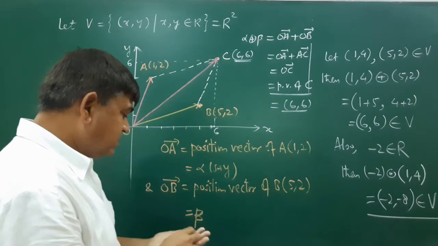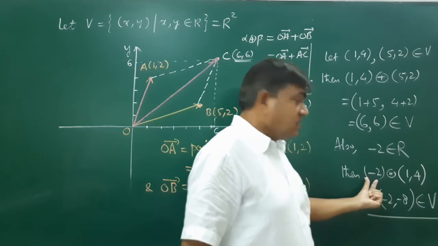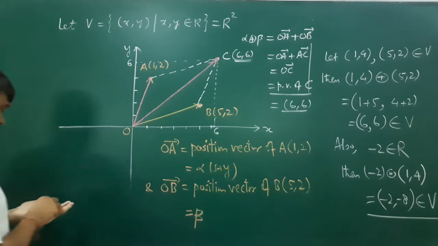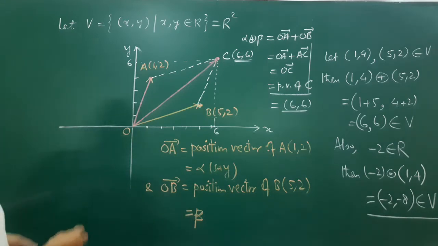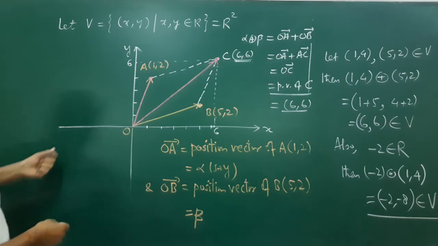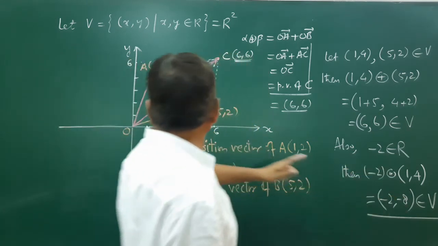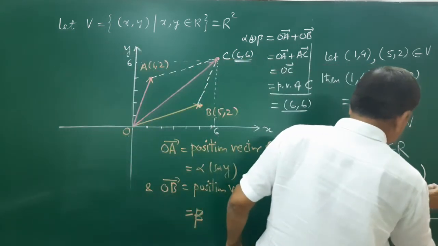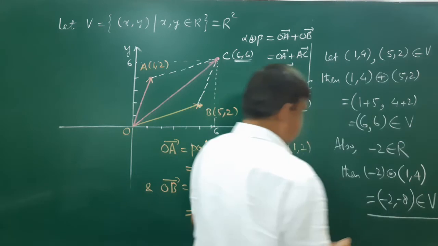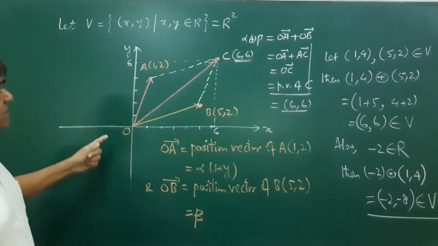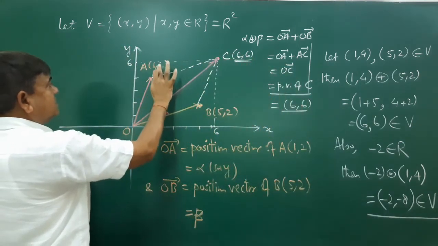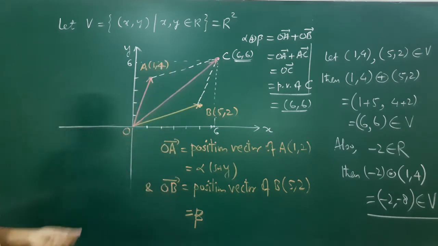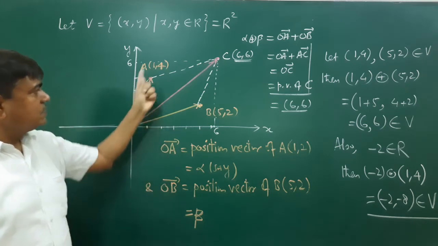Now the second one. If I consider this one, point (1, 4) is this. (1, 4): 1, 2, 3, 4. Yes, so it is minus 2, then it is minus 8. So (1, 4), here it is wrong, it is not (1, 2), it is (1, 4). Writing mistake it is. Yes, 1, 2, 3, 4. It's (1, 4). Yes.